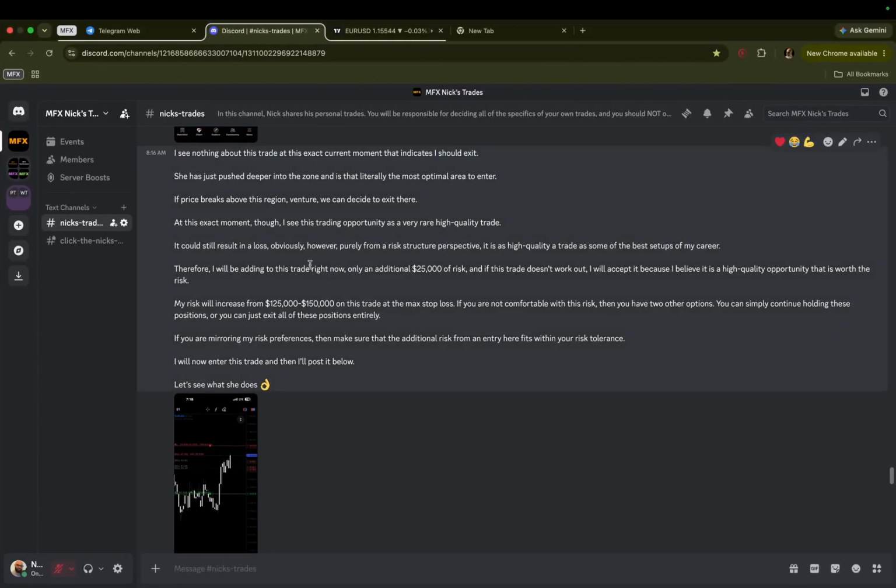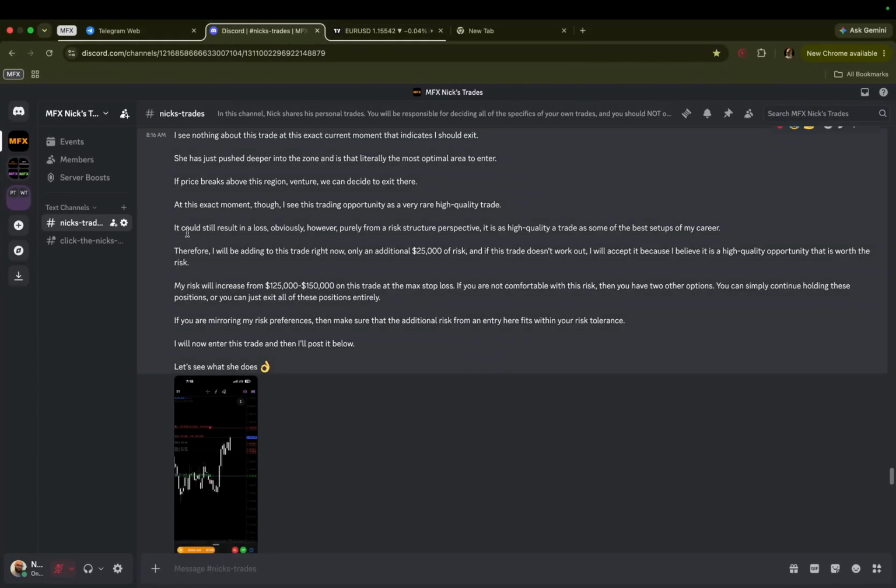So she pushed deeper into that zone. So I put it could still result in a loss, but I think it's a really good setup. Therefore, I'll be adding to this trade right now, only an additional 25K risk. And if it doesn't work out, I will accept it because it's a high quality trading opportunity that is worth the risk.